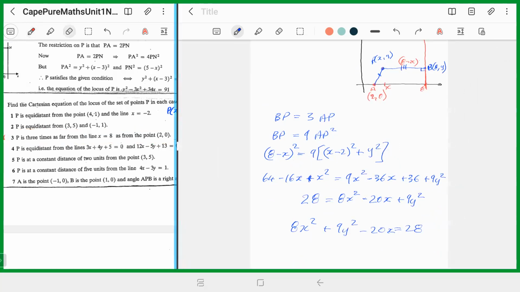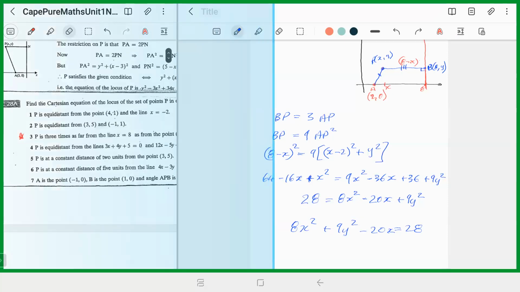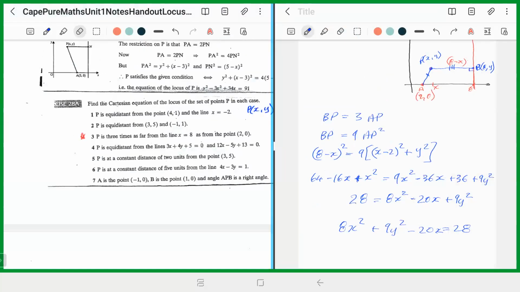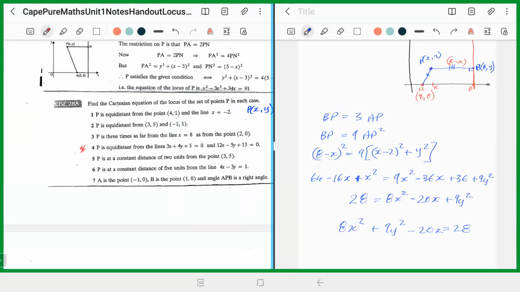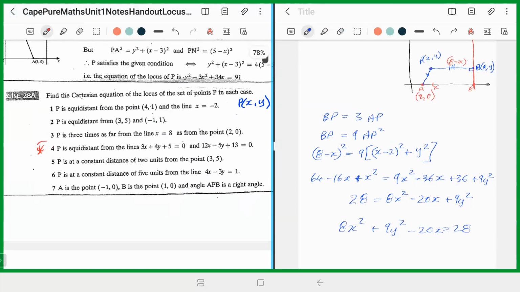Let's go to the next one. Let's look at the next one over here. Number 4 says P is equidistant from this line and from this line. So here now, this is an example of using the length of the line formula. This is an example where you have to use the formula that I just showed you. And if you notice, they give the two equations in that format, equals 0, equals 0. So P moves such that it is the same distance from this and from that.